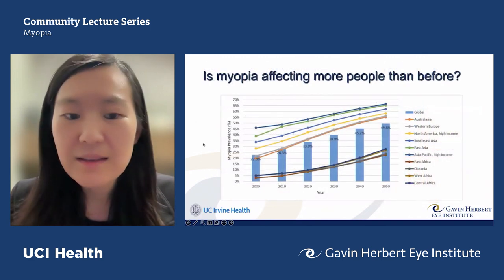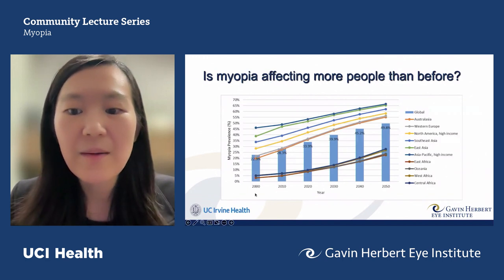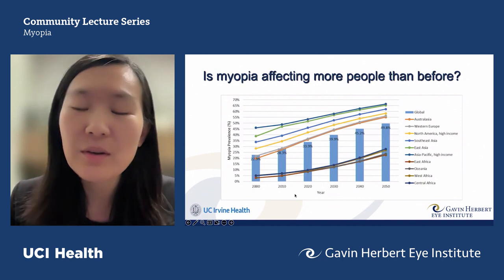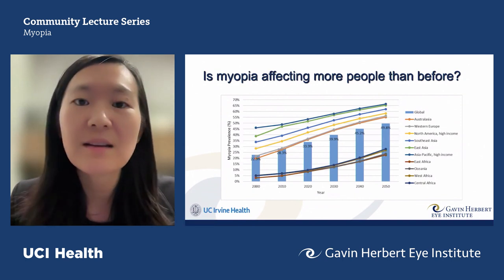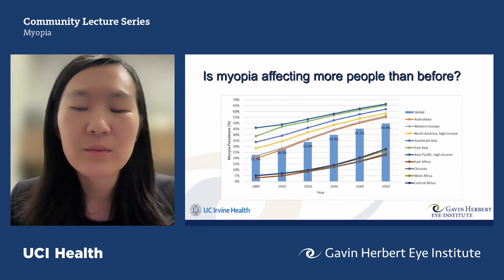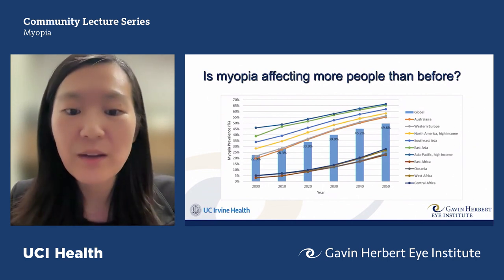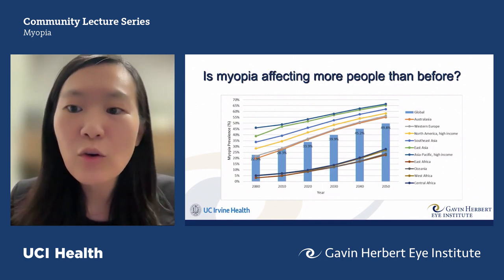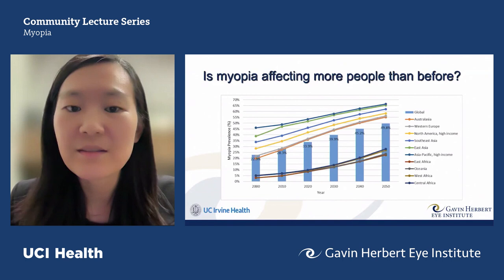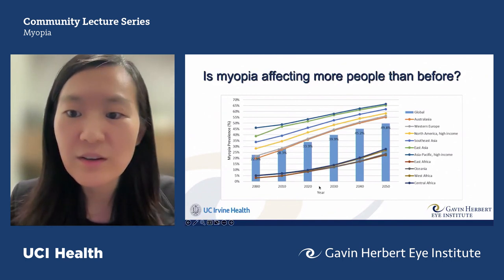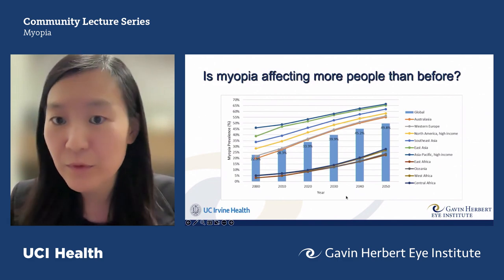This is from a paper that projects that over the next 30 years, because we are using more computers, because a lot of our students are in virtual learning or virtual classrooms, because our society has migrated toward a lot of screen use, the global prevalence of myopia will increase as time goes on. Therefore, this is going to be a problem for us in the future.